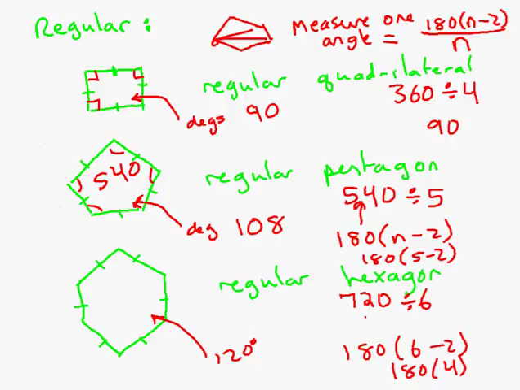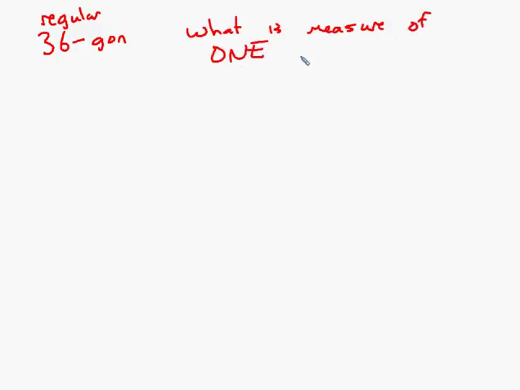All right. Any questions on this? No. So let's say we have, let's do a 36 gon. We'll have a regular 36 gon, and I want to know what is the measure of one angle in that. I obviously don't want to draw a 36 gon and figure it out that way. So I just have a formula that we're going to use. So the measure of one angle, MOA.